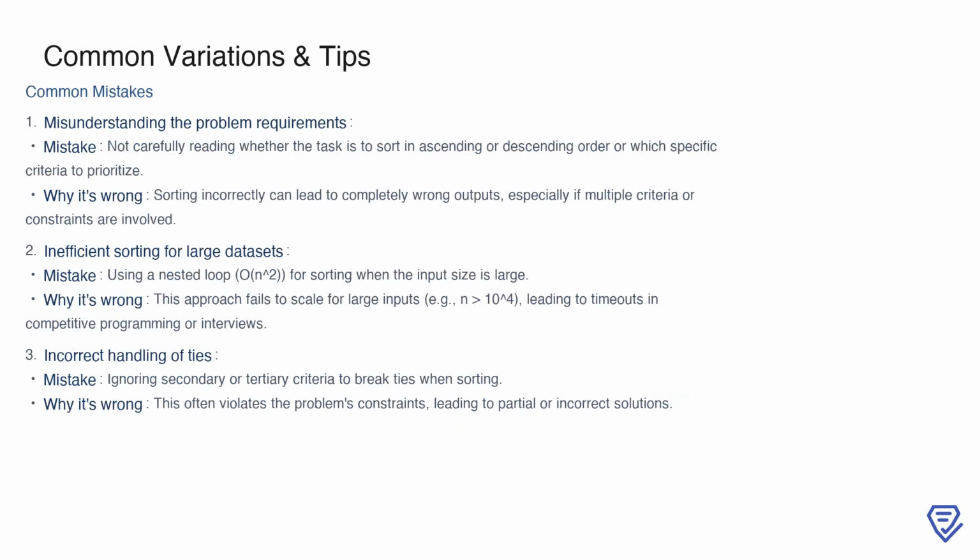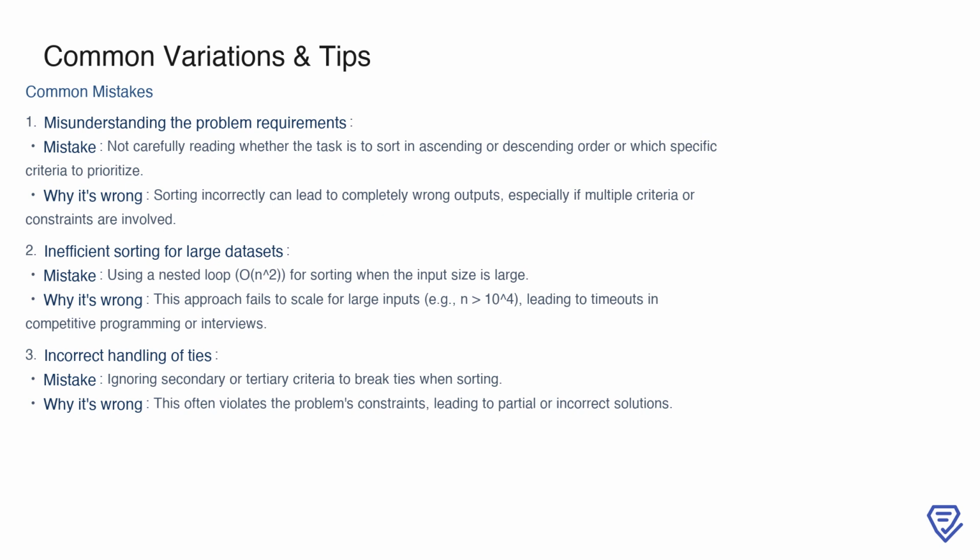Let's start with some common mistakes that students encounter while solving sorting problems like this. First, misunderstanding the problem requirements is a frequent issue. For example, not paying attention to whether the task specifies sorting in ascending or descending order, or misinterpreting which criteria to prioritize, can lead to completely incorrect outputs. Sorting incorrectly becomes especially problematic when multiple criteria or constraints are involved.